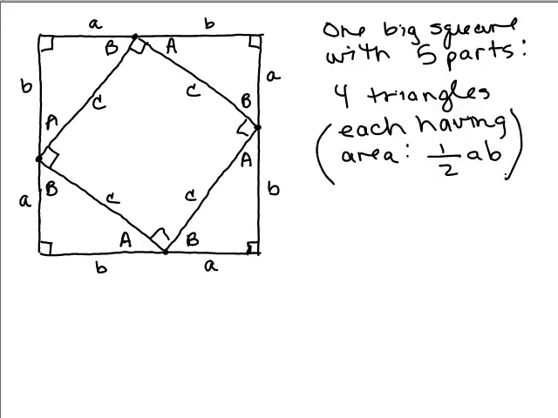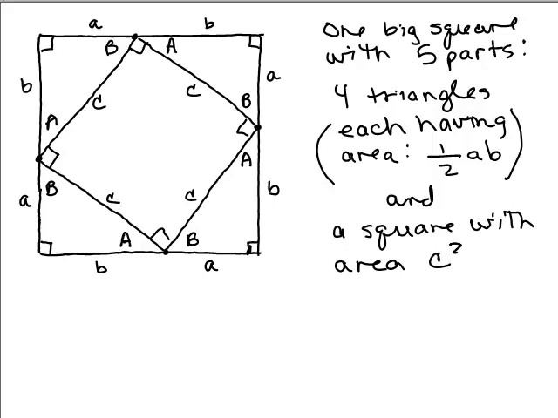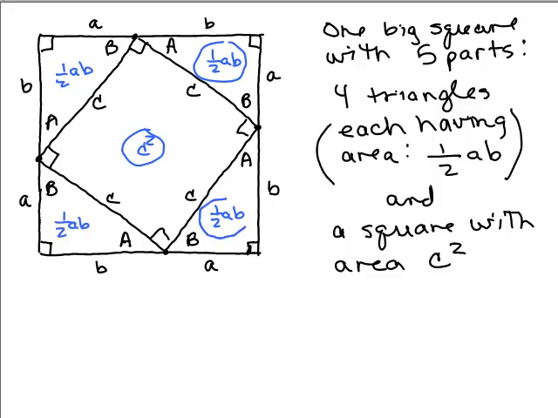each having area 1/2 AB, and a square with area what? Okay, what's the area of this square? C times C, so it's C squared. So if you want, you could actually go put all these areas in here. If I want, I could say, oh, that's 1/2 AB. The area of this is 1/2 AB. The area of this is 1/2 AB. The area of this is 1/2 AB, and the area of this is C squared. So I'm circling the area of each of those 5 pieces.